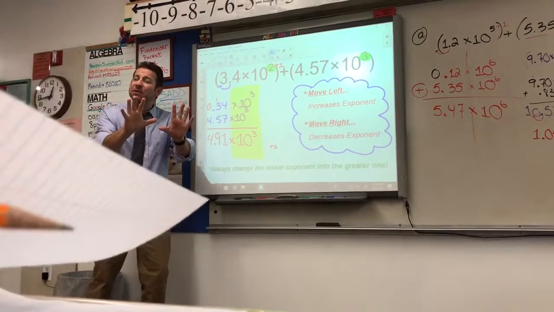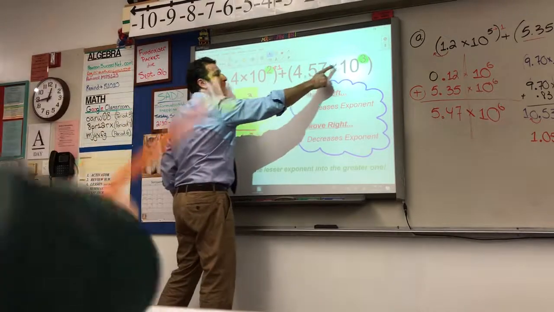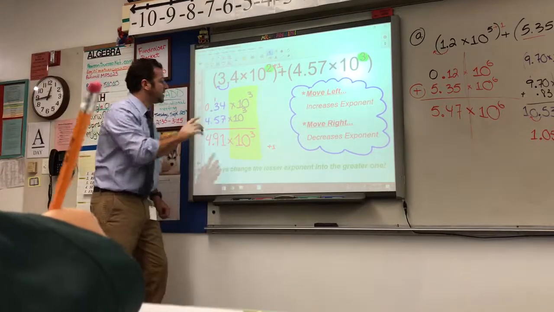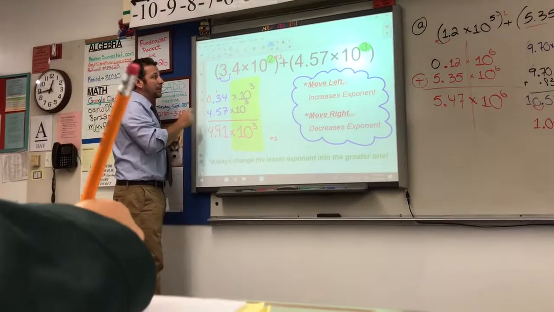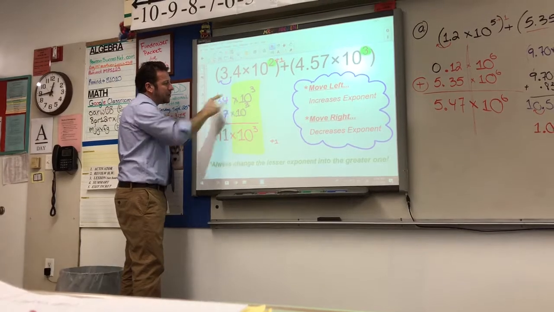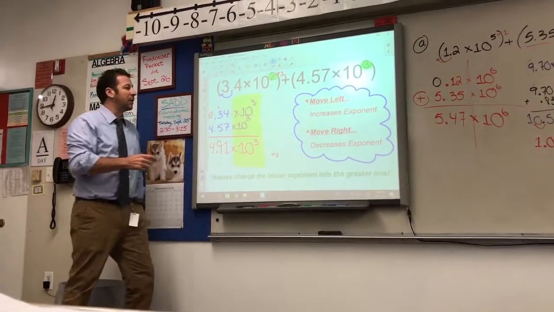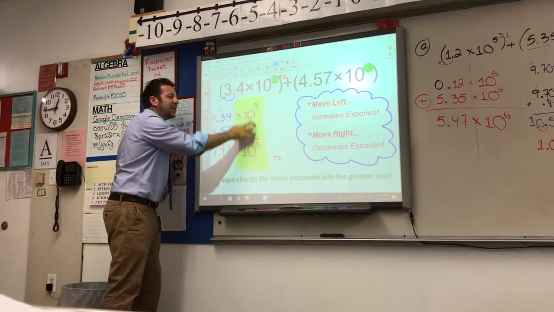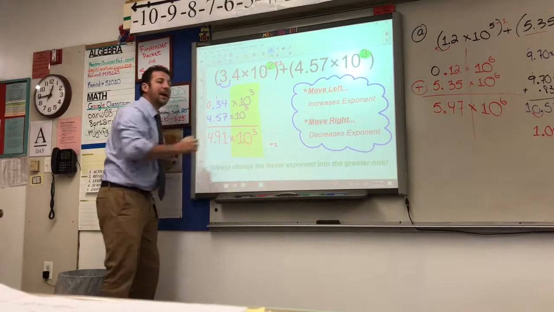It's not scientific notation, but that's okay. We're going to get there. The 4.57 times 10 to the third actually stays the same. I carry that down here, okay? And when I look at this now, again, I have 0.34 times 10 to the third plus 0.457 times 10 to the third. The power of 10 to the third, that base and exponent, we call that a power, can be brought right down.